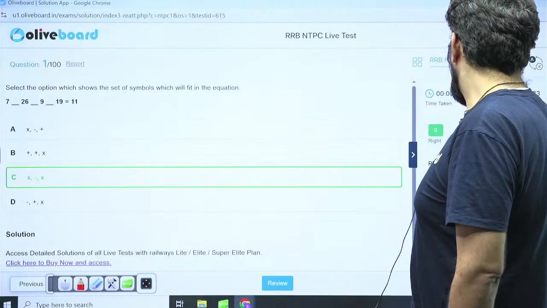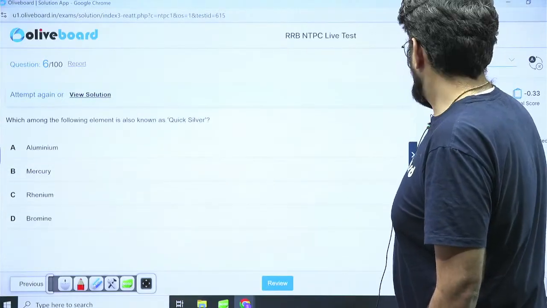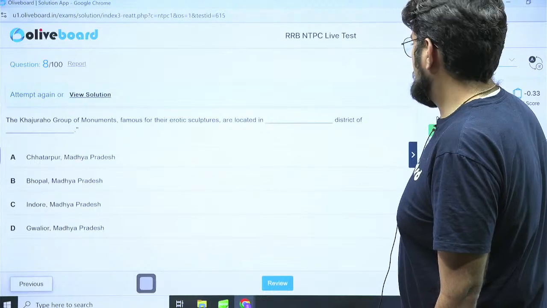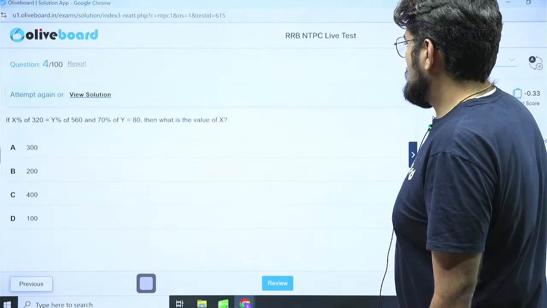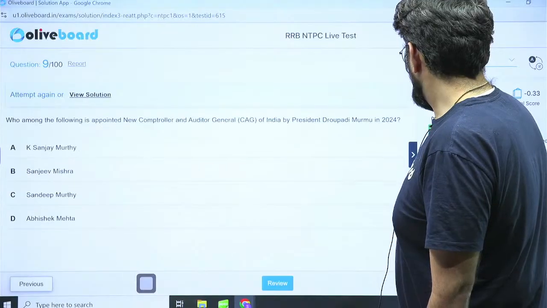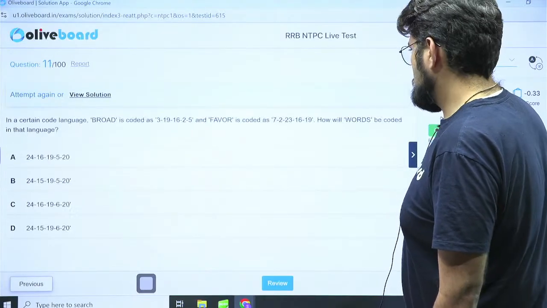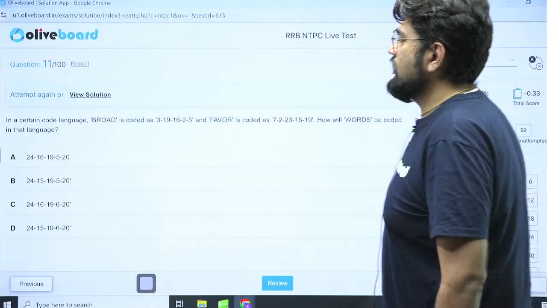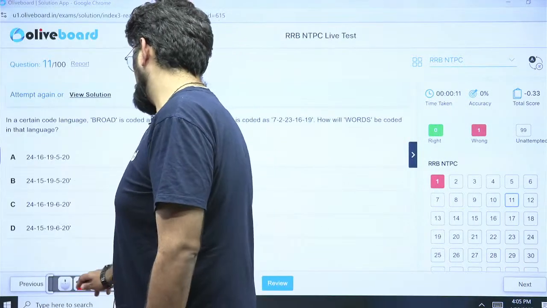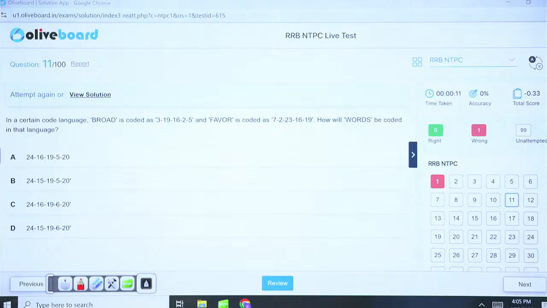Next question is question number 5 or 6. 7, 8. Eleventh question. Coding decoding. Extremely easy coding decoding question. Tell me the answers in the chat box, guys. Anyone?